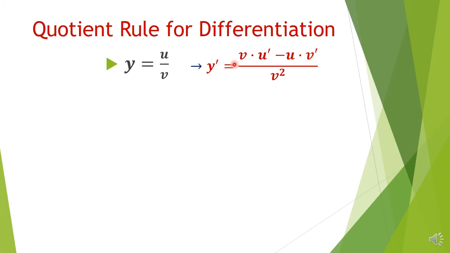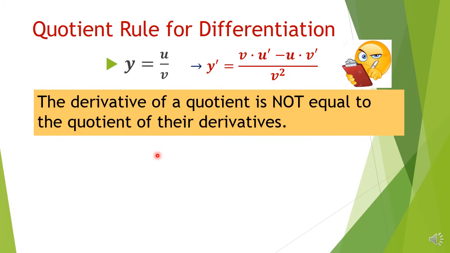So, those are our two products. But take note in this case, we have to be careful because our operation is subtraction and that is not commutative. Okay? So, remember to get v u prime first minus u v prime, not the other way around, all over the square of the denominator. Okay? So, we take note of that formula. And again, the derivative of a quotient is not equal to the quotient of their derivatives.